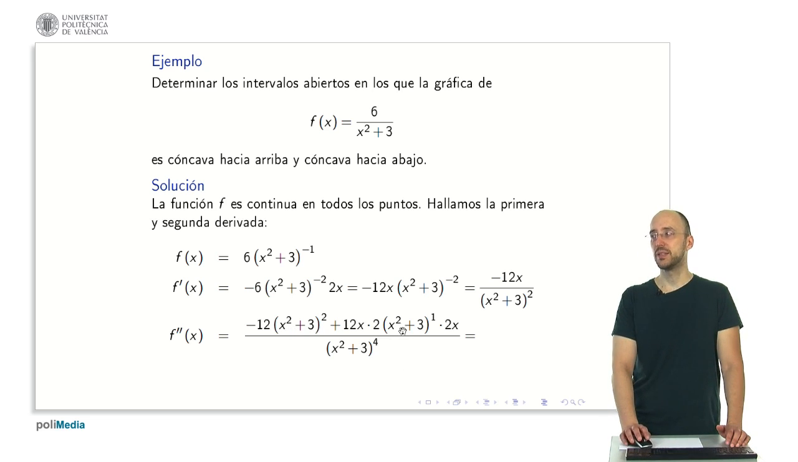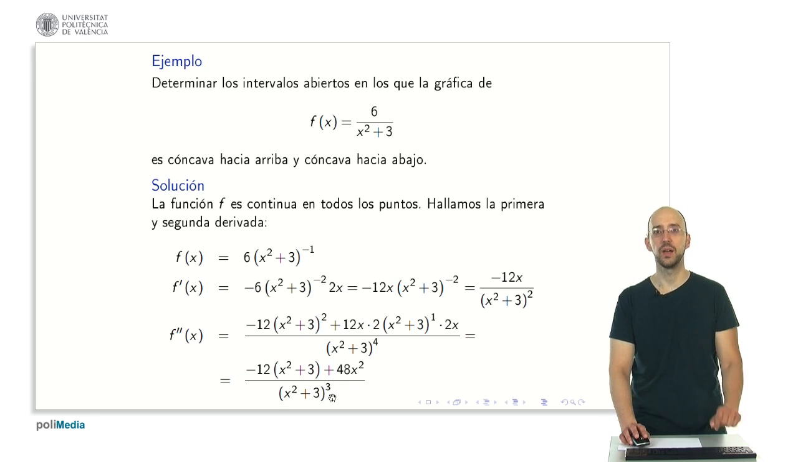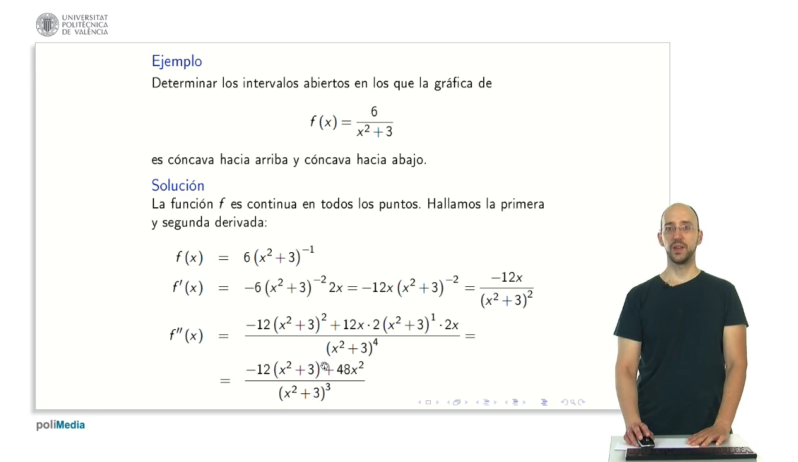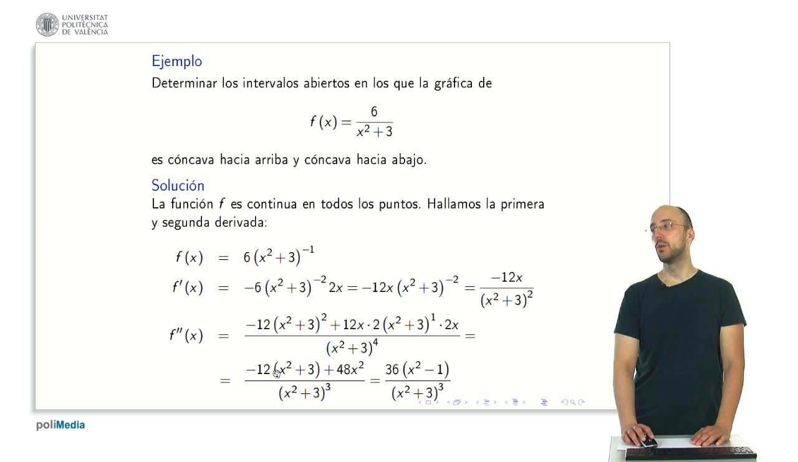If you observe, you have x squared plus 3 in both of the terms. You can extract the common factor and eliminate it with one of the terms in the denominator. In that case, you would end up with this expression divided by x squared plus 3 cubed, as I've simplified one of them. I hope the simplification process doesn't pose much of a problem. Now, I just need to make an adjustment to the numerator. Here, it's quite easy. Subtracting 12x squared from 48x squared leaves us with 36x squared, and then I have minus 12 times 3, which equals 36.